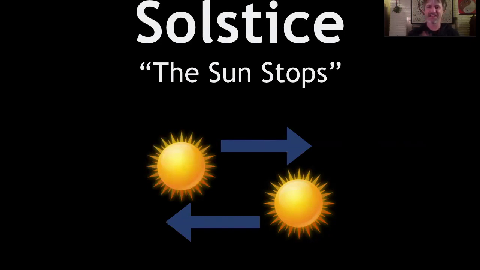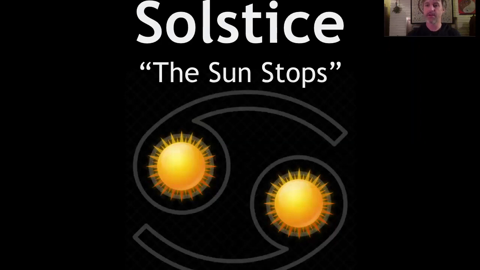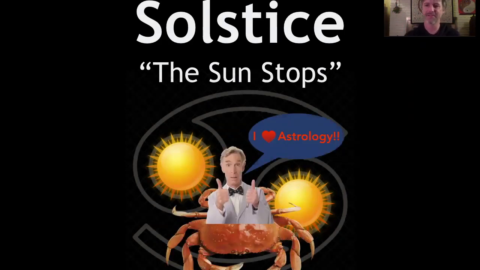If I was to say that this is one of the glyphs of the tropical zodiac, what is it? Can you see that there? The Cancer glyph, the sun's dance on our horizons, moving south and moving north, stopping at the northern extreme at June solstice and heading back to the southern extreme at December solstice. Bill Nye loves astrology too.